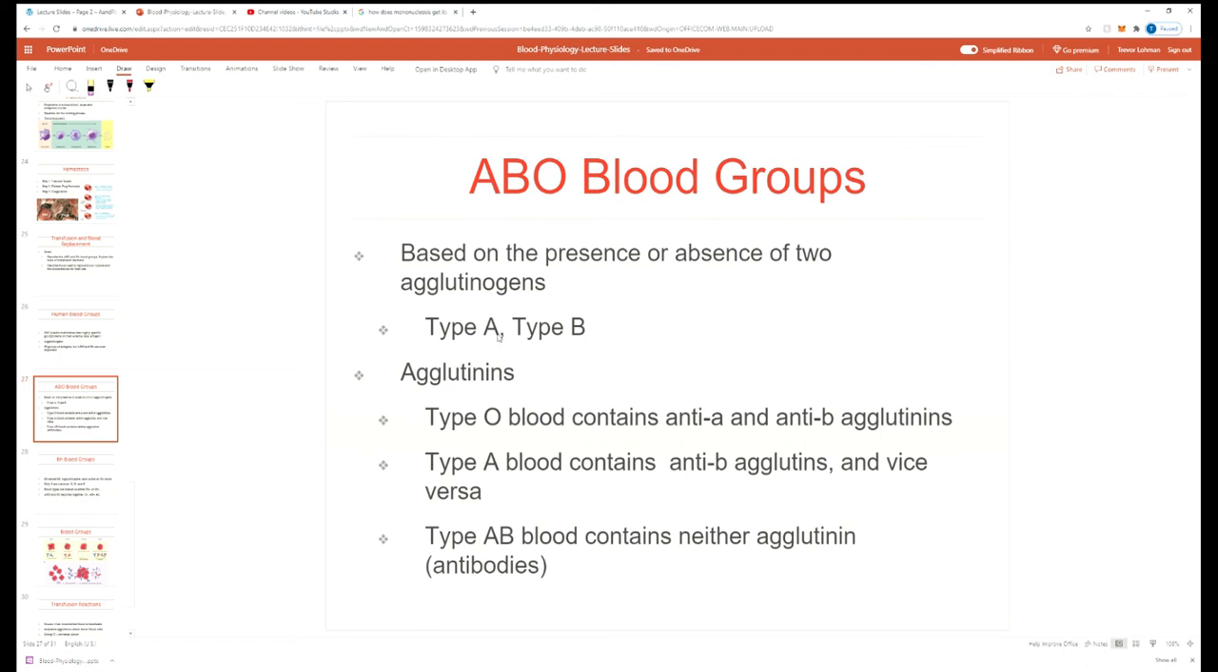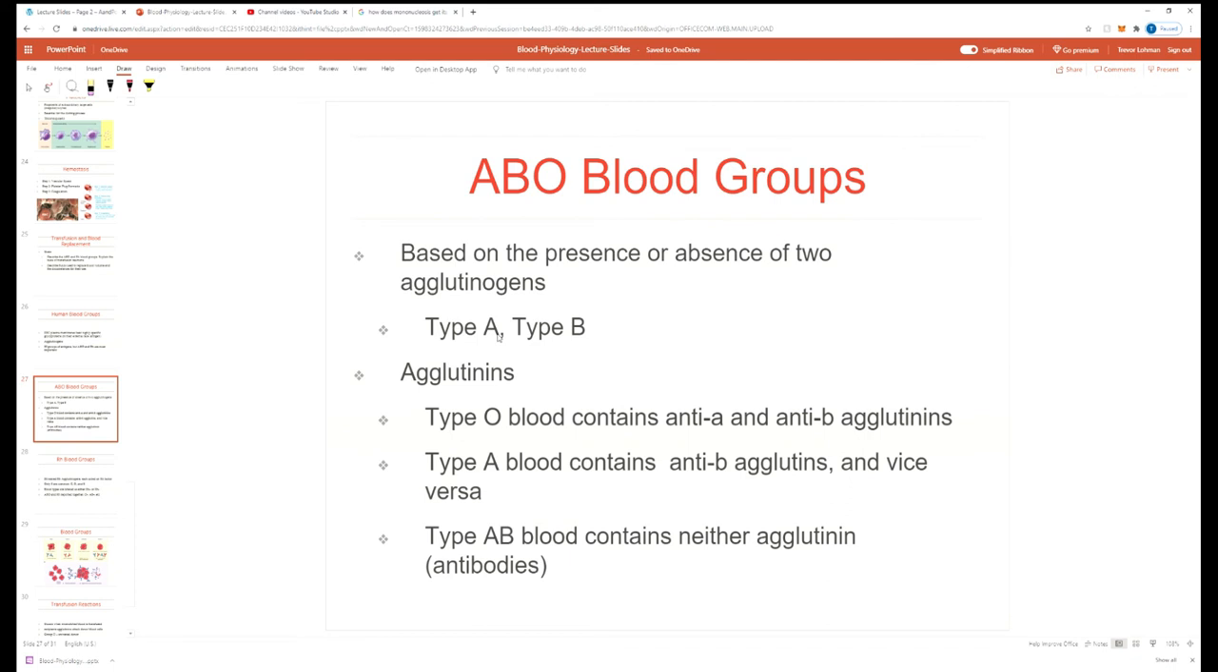So if you have type A blood, you have A antigens and anti-B antibodies. Probably write this down if you have paper handy. If you have type B blood, you have B antigens and anti-A antibodies. If you have A and B antigens, which antibodies do you think you have?